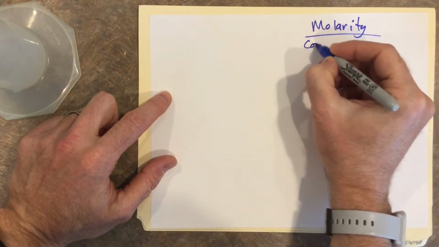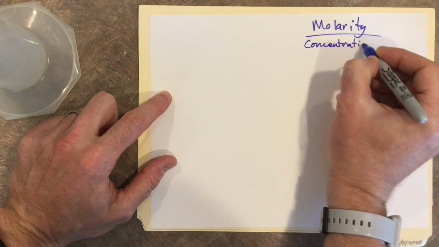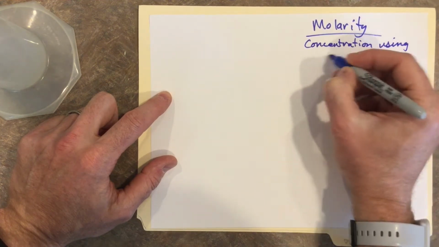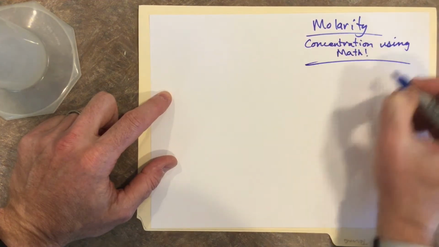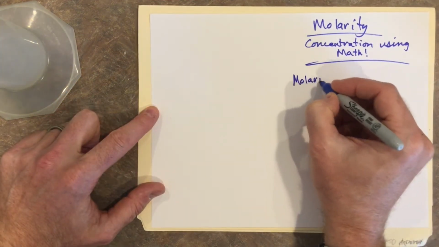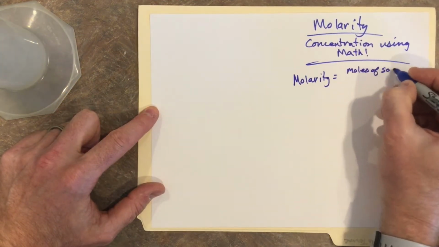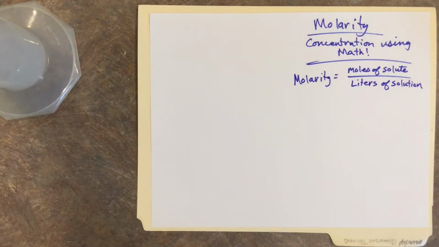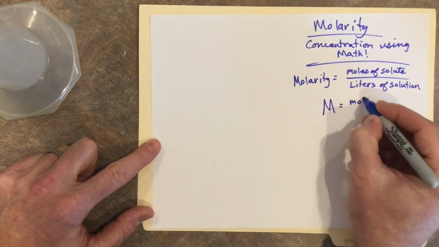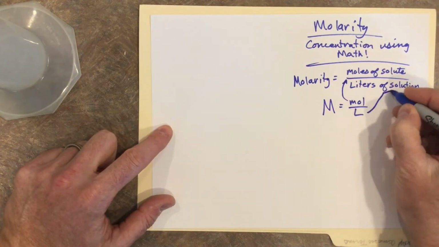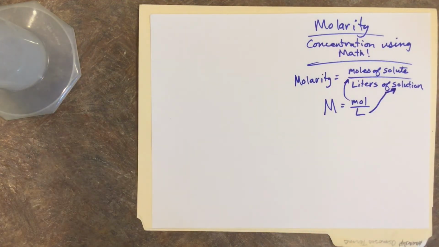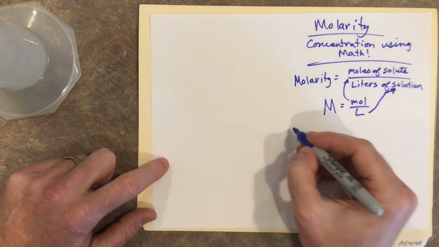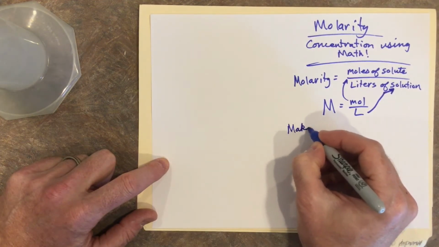Now the terms concentrated and dilute are great to use in everyday language, but in the world of chemistry we need to be more precise. We have the term molarity, which is concentration using math. You are able to calculate molarity by taking the moles of solute divided by the liters of solution. Sometimes we just write a big M equals moles over liters, but don't forget that moles goes along with the solute, and the liters needs to be solution. It's not how much water you use, it's how much the solution is total in the end.